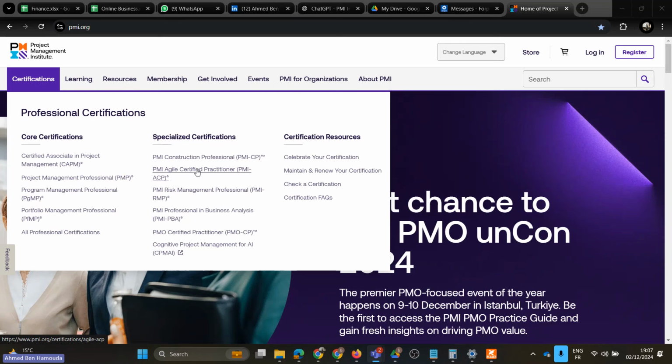If you work in an agile environment where different agile approaches, methodologies, and frameworks are applied, you can go for the ACP, Agile Certified Practitioner. If you're specialized in risk management in your projects or in your organization, you can opt for the PMI-RMP, the PMI Risk Management Professional, or you have the Business Analysis Professional Certification, or the PMO Certified Practitioner, or the scheduling professional, or now it's quite trendy to go for artificial intelligence. So you can go for the cognitive project management for artificial intelligence, etc.